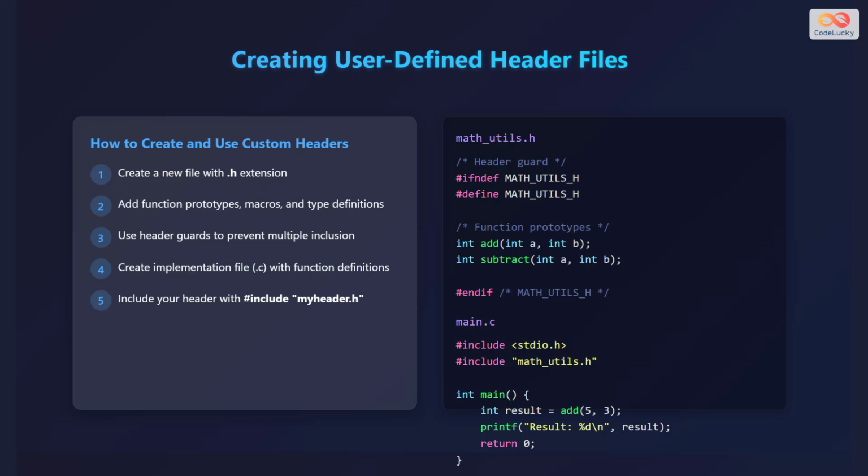Next, we create an implementation file with the .c extension where we define the functions declared in the header file. Finally, in our main source file, we include the custom header file using #include, followed by the header file name in double quotes, and then we can use the functions and definitions provided by the header file. Now let's look at the code example on the right to see how to create and use a user-defined header file in a C program.